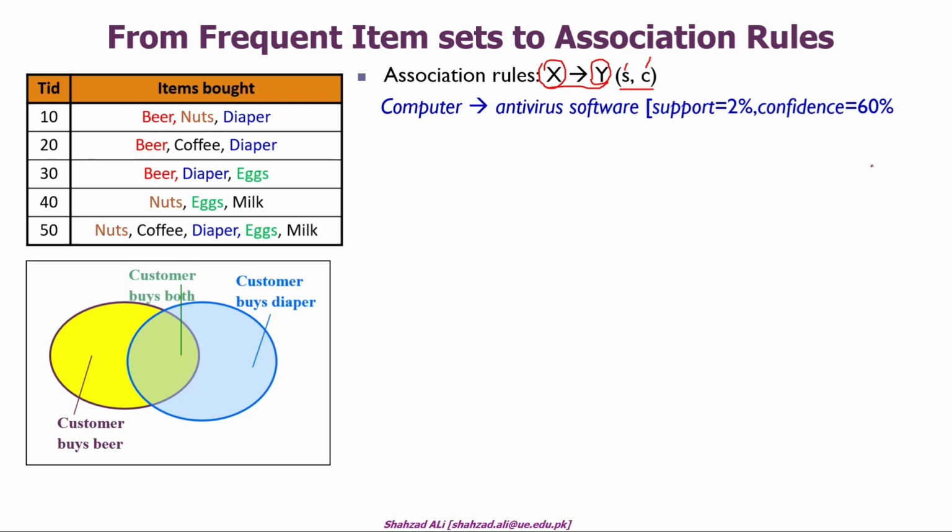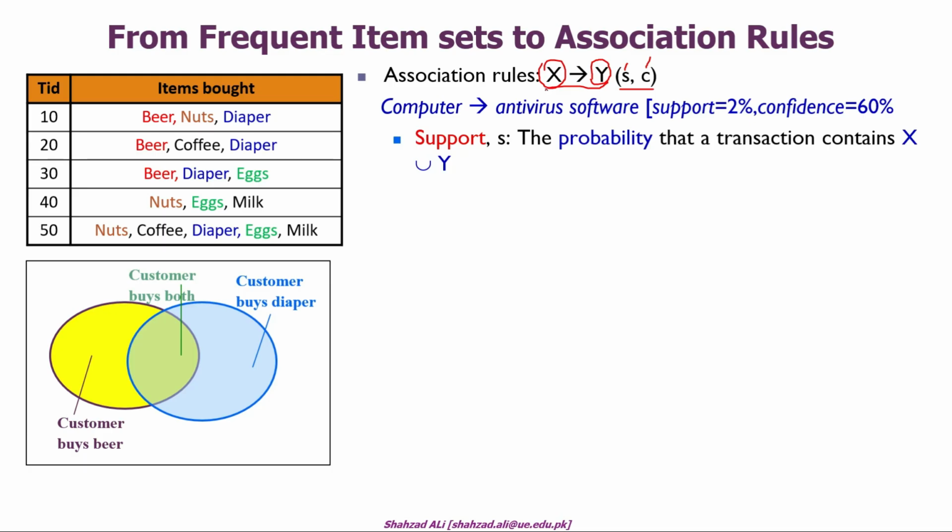Before going into the details, let's discuss the definitions of both support and confidence. Support is the probability that a transaction contains X union Y, meaning both the premise and conclusion. Their probability of occurring in this transactional database is called the support.